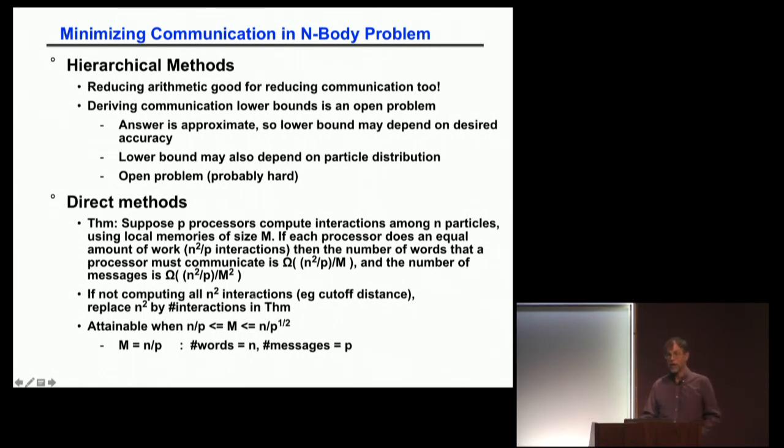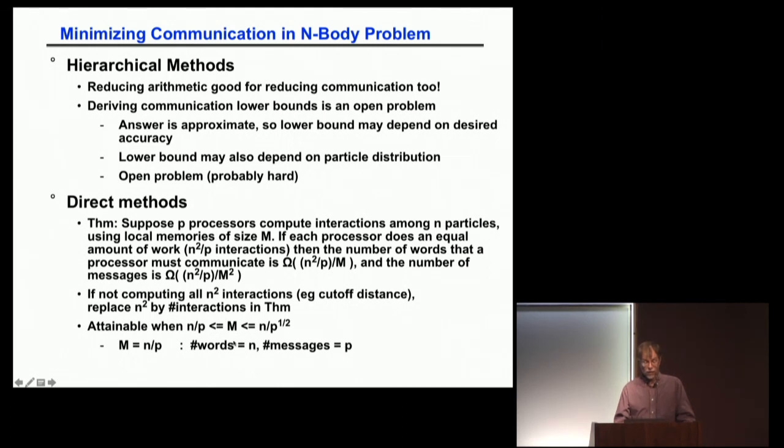Okay, so the question is, when is this attainable? Because M has to be at least big enough to store one copy of all the particles. But what if I make it bigger and bigger? It turns out it's attainable when M is the minimum size, so each processor has n over P particles. I have to have at least that much memory. But it's still attainable when I go up to n divided by the square root of P. So I can have up to the square root of P copies of the number of particles.